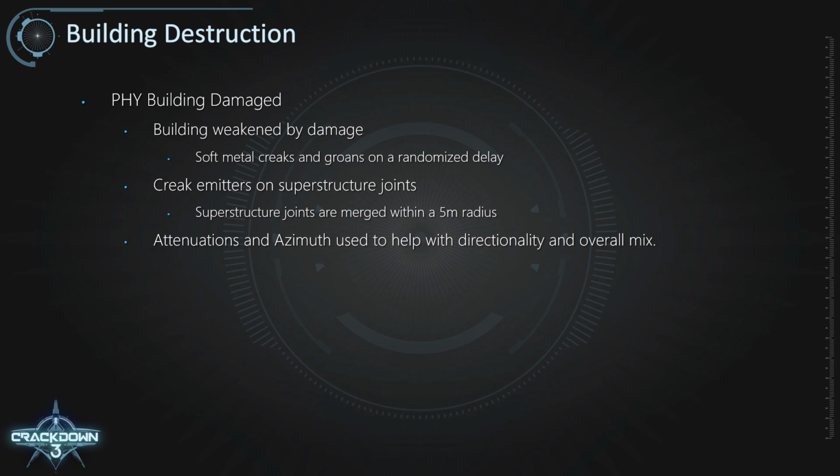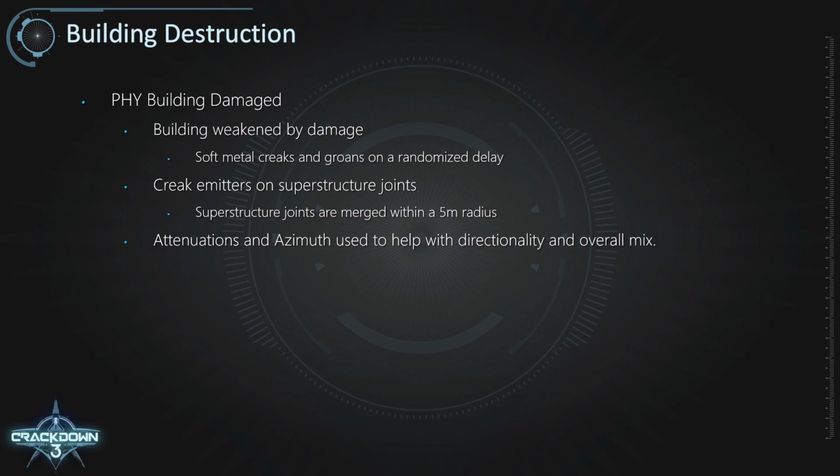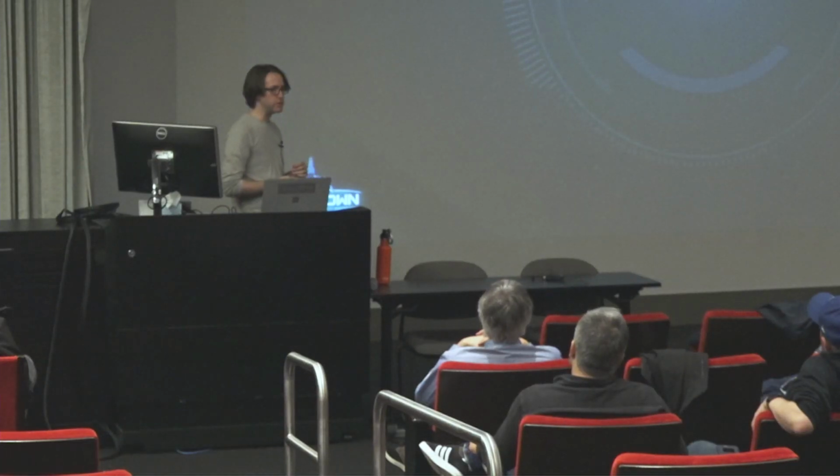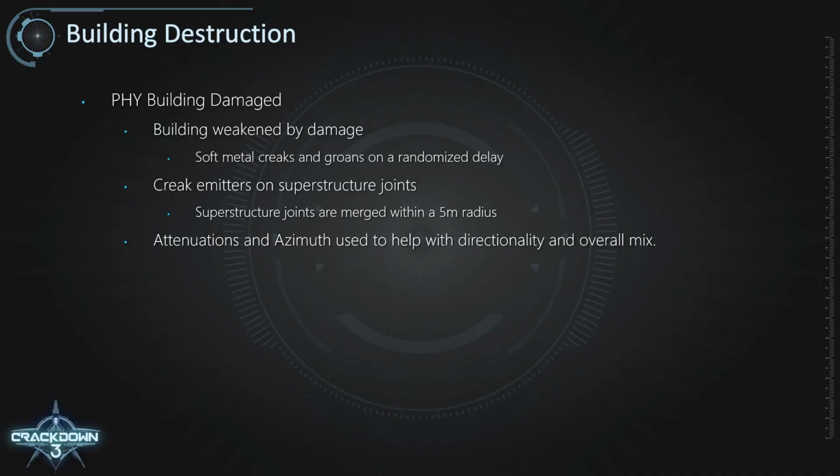The first one is a damage state. Once we pass a certain threshold, we go into a damage state, and we cover that with soft metal creaks and groans on a randomized delay. Now, for emitters, we use the superstructure joints of all the steel beams coming together. There's a lot of steel beams on a lot of joints, so there's probably too many to track as emitters. What we actually did is merge those within a 5-meter radius, and that narrowed down the number of emitters to a reasonable number. And then finally, we use attenuations and azimuth to really help with the directionality of the mix. So if a building is moaning and groaning, it should be very apparent which one is doing that.